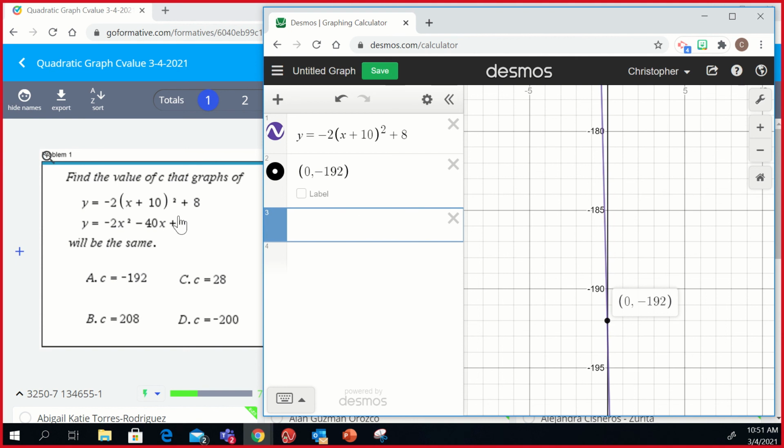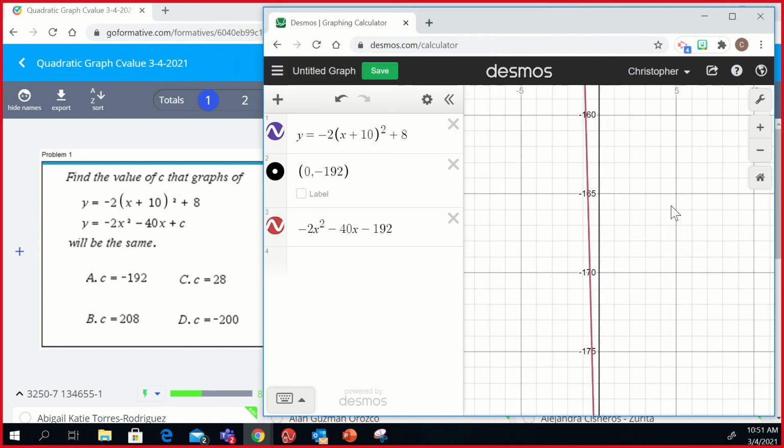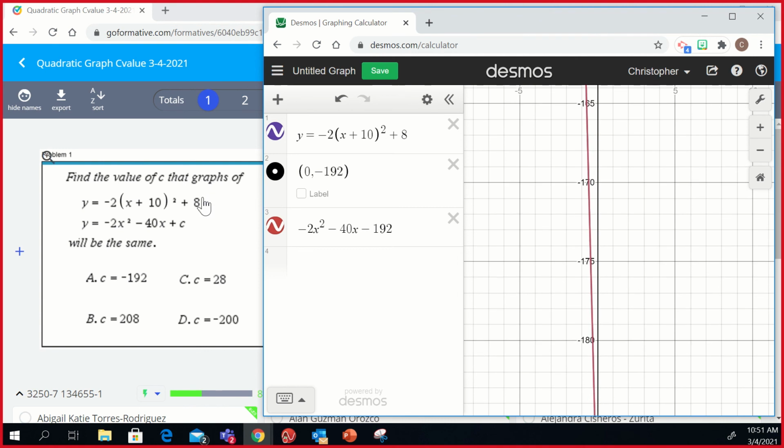So if I graph this one, and you have to be careful because eventually they're going to do things that make it even harder. It's minus 40x. And I'm just going to say the C value, I'm going to make this minus 192. Is it the same graph? Why, yes, it is. So if the graphs match, it's definitely it. But I usually just get the original and see where it crosses the y-axis. When I get where it crosses the y-axis, I have my answer.